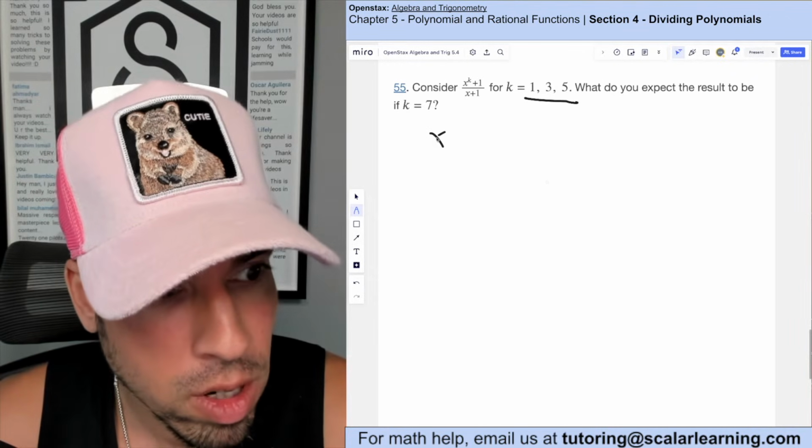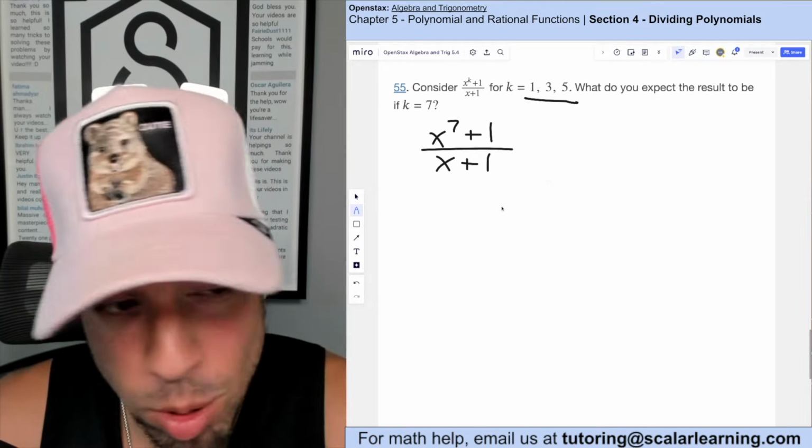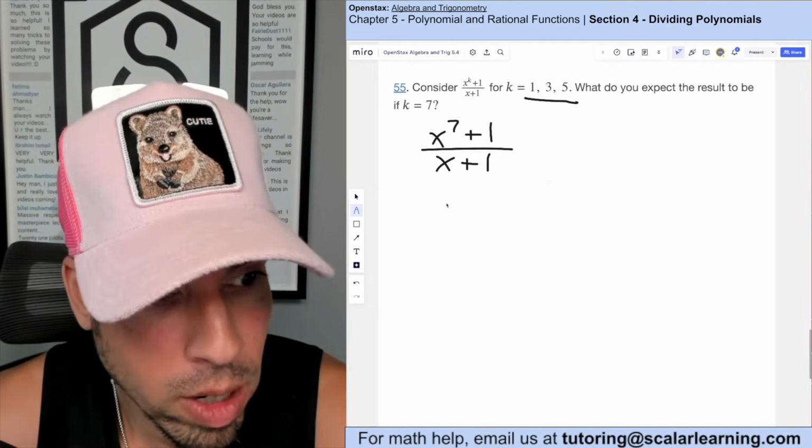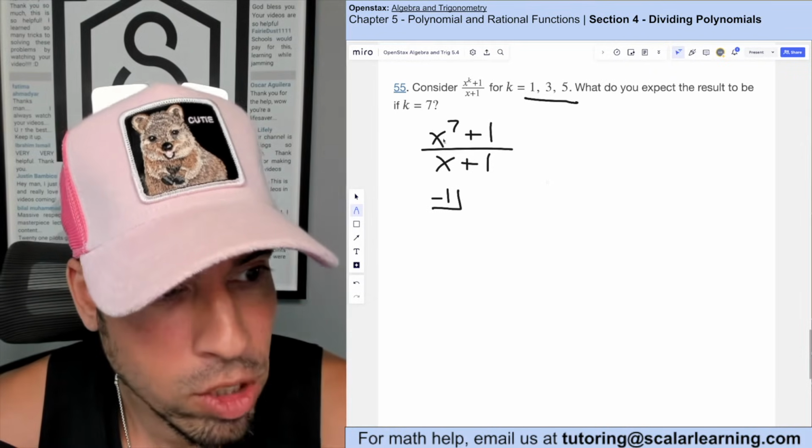Let's go ahead and do this. So it's really x to the 7th plus 1 divided by x plus 1. So we can carry the synthetic division out, right? We put in the opposite of 1 here, which is -1. And then we start with the coefficients.